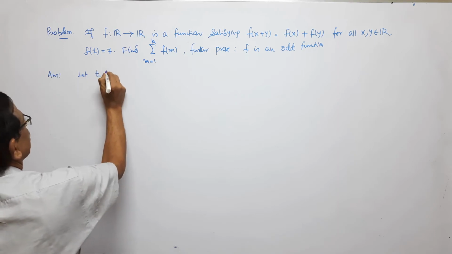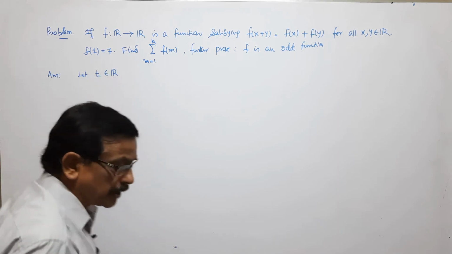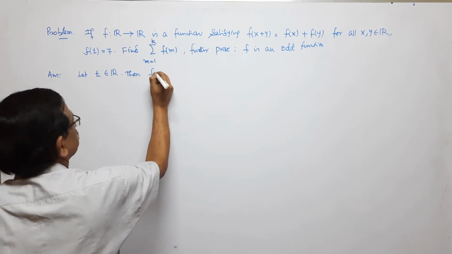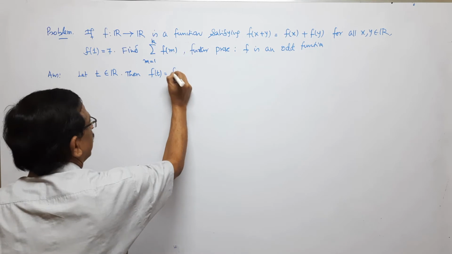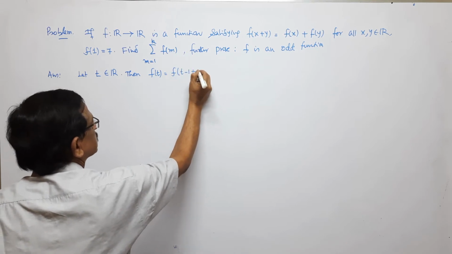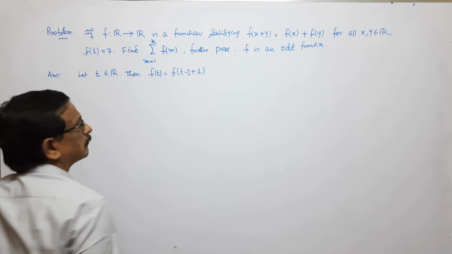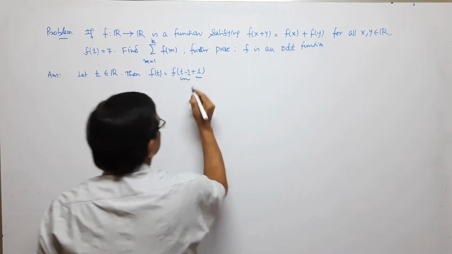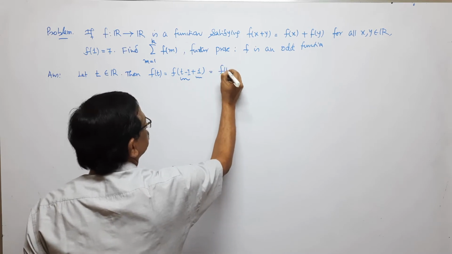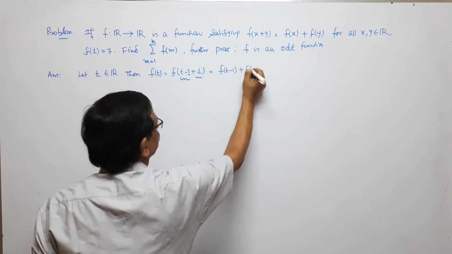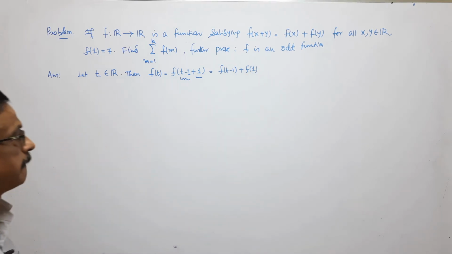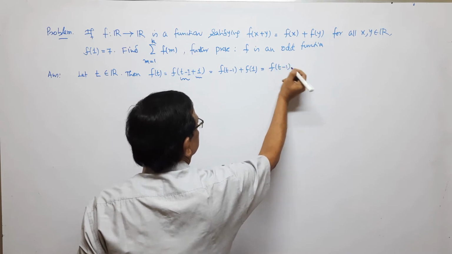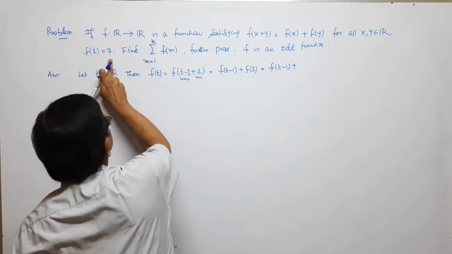Let t belong to R. I'm taking a real number. Then let us work out ft. I can write down ft as f of t minus 1 plus 1. Now I can apply this rule. So this will become f of t minus 1 plus f of 1. This is equal to f of t minus 1 plus, but by hypothesis f1 is 7.